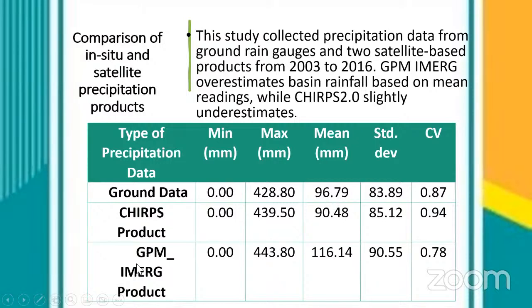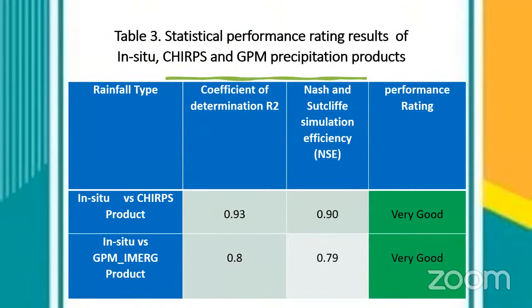And the other satellite product, GBM-IMERS, overestimates this and gives us a higher result, which means that there is some inconsistency here. The data is from 2003 to 2016. That is the data that we have collected.